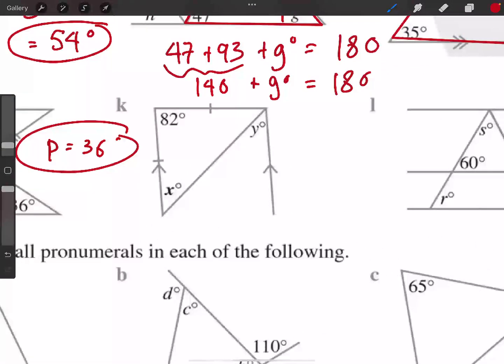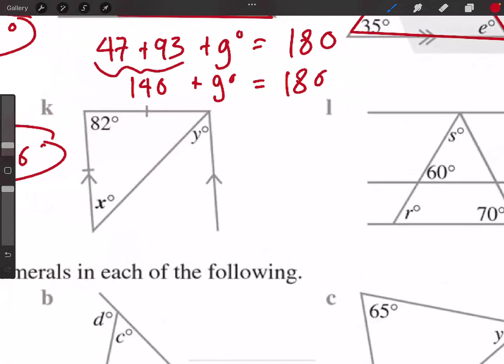Okay, question K. I can see that this angle is equal to this angle, alternate angles. You have two parallel lines. Now, I can also see that this angle is equal to this angle. So this is also your X. The reason is because this is an isosceles triangle here.